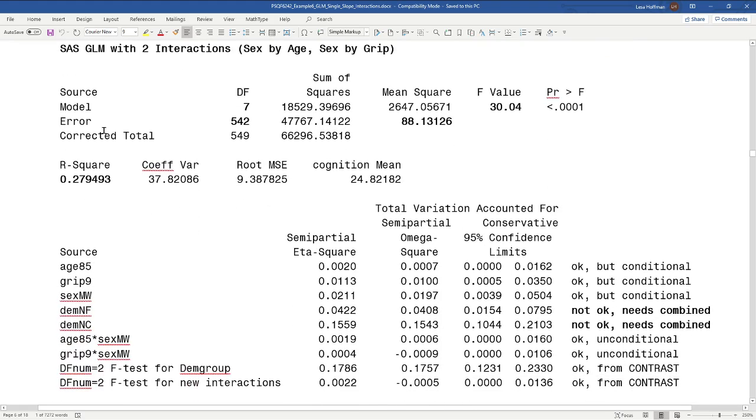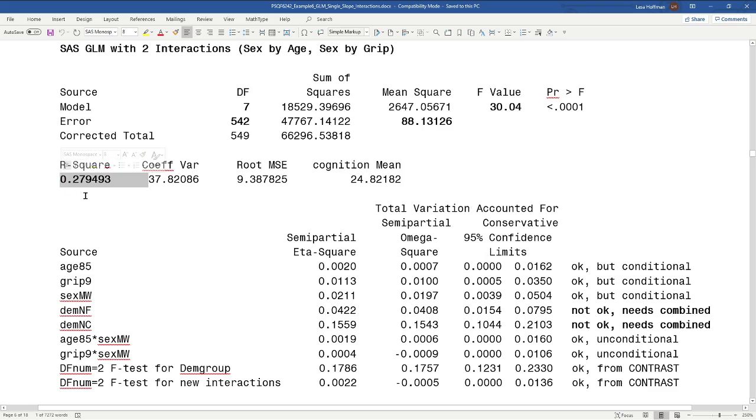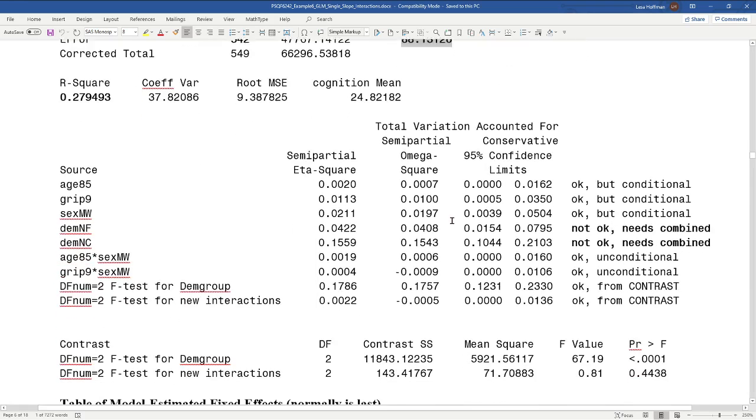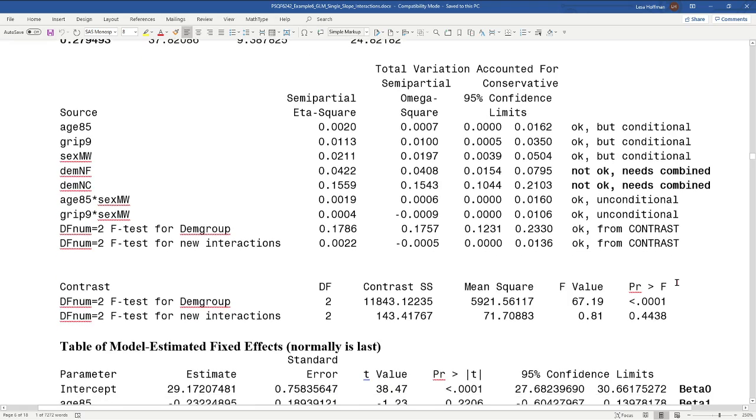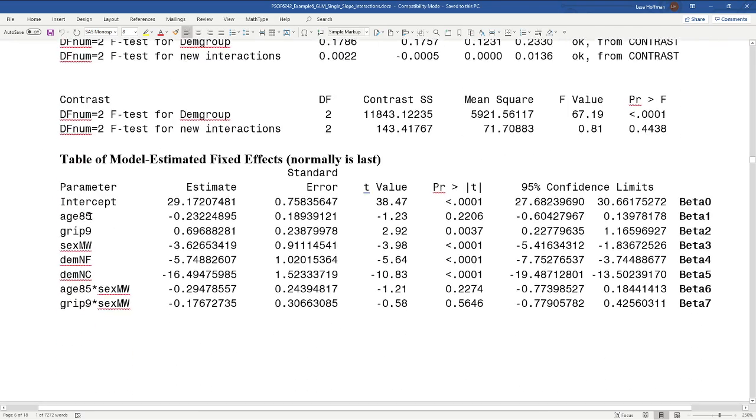So then we looked at the output. Overall, the model with 7 slopes does significantly predict cognition. It does so by capturing about 28% of the variability in cognition, and 88 is the amount of variability in cognition that is left over, the residual variance, or the mean square error term. We talked about effect sizes for these things. There are semi-partial eta squares that you can refer to for individual terms or for groups of terms. Stata makes it harder to get those, which is why we're not doing those in homework.